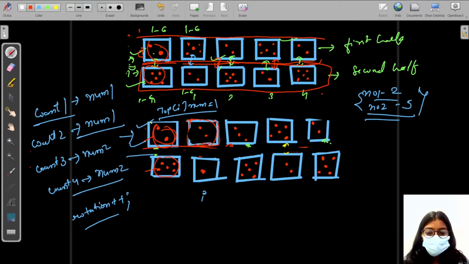Here and a 1 here. Alright, rotation is now equal to 1. I come here, I check it. Let's say, let me just erase this. Let me make it 2.